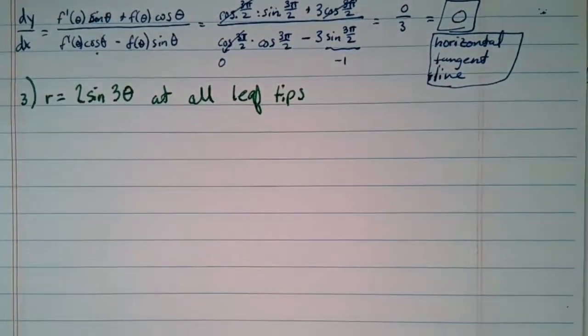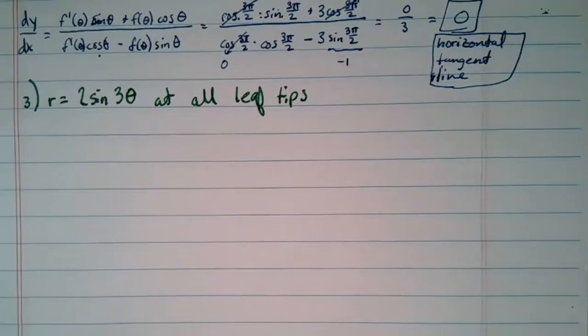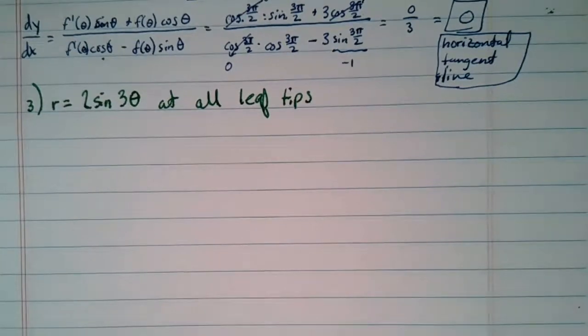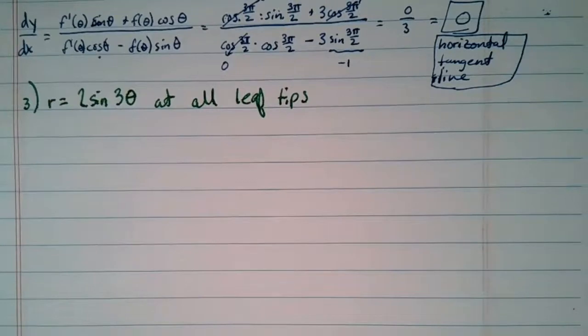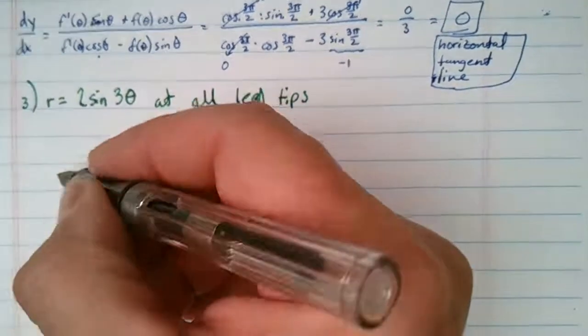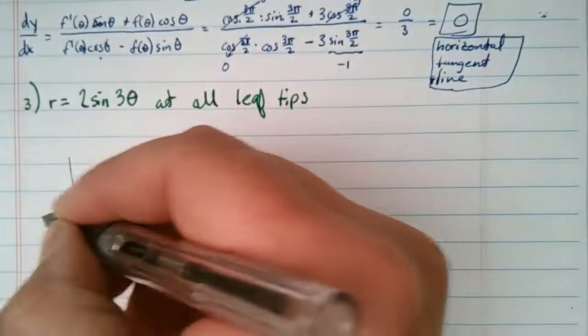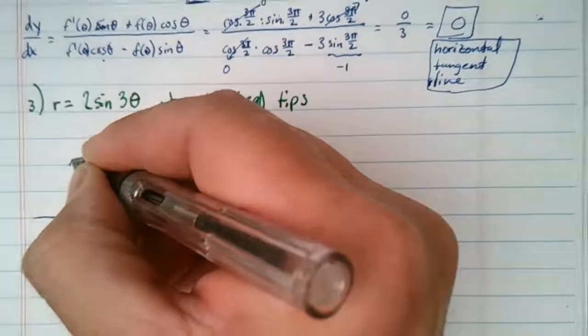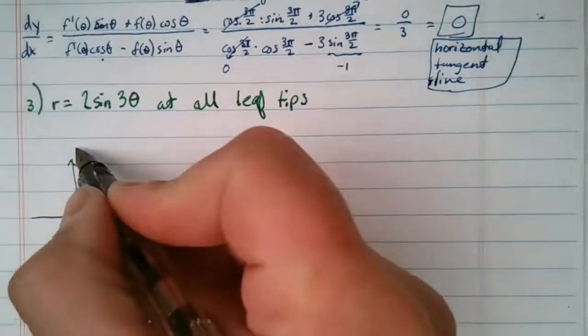One more, number 3 here. I have got r equals 2 sine of 3 theta. And they want us to find the slope of the tangent line at all leaf tips. Now, the first thing you have to know is, what does this graph look like? If you don't know what this graph looks like, you cannot even begin to picture this. And so here goes. So I'm going to show you this picture real quick. So we've got our XY coordinate going to be something like that. So this is X and this is Y.